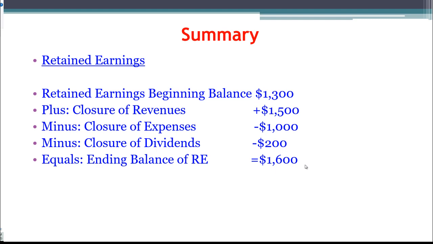We are now closed. We can start the next period with zero balances where they need to be. We'll take a look and see what our net income is for the next period, with all of our revenues and expenses for the next period. So this covers all of the closing entries.